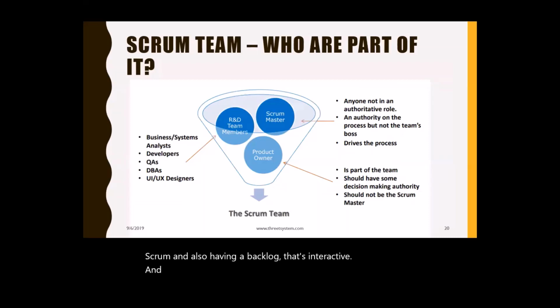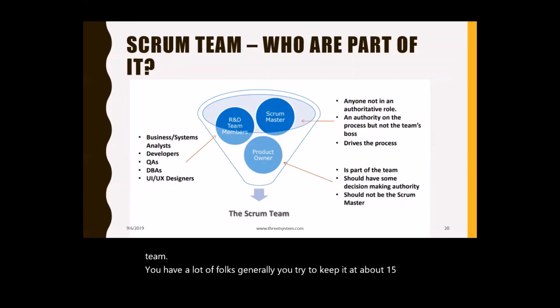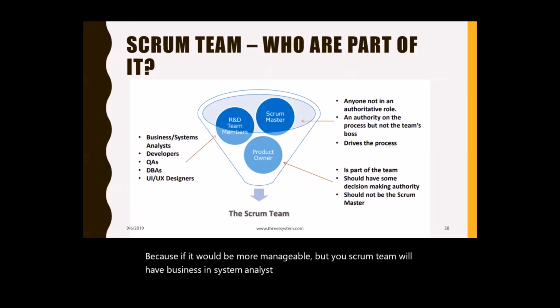And now let's talk about who really is made up of the Scrum team. You have a lot of folks. Generally, you try to keep it at about 15 individuals on the call because it would be more manageable. But your Scrum team will have business and system analysts, some developers, some of your really high-tech individuals, right? IT folks like QAs and DBAs and your UI and UX designers. And then you as a Scrum Master will be on there. When you get your certification, that's going to be your title.